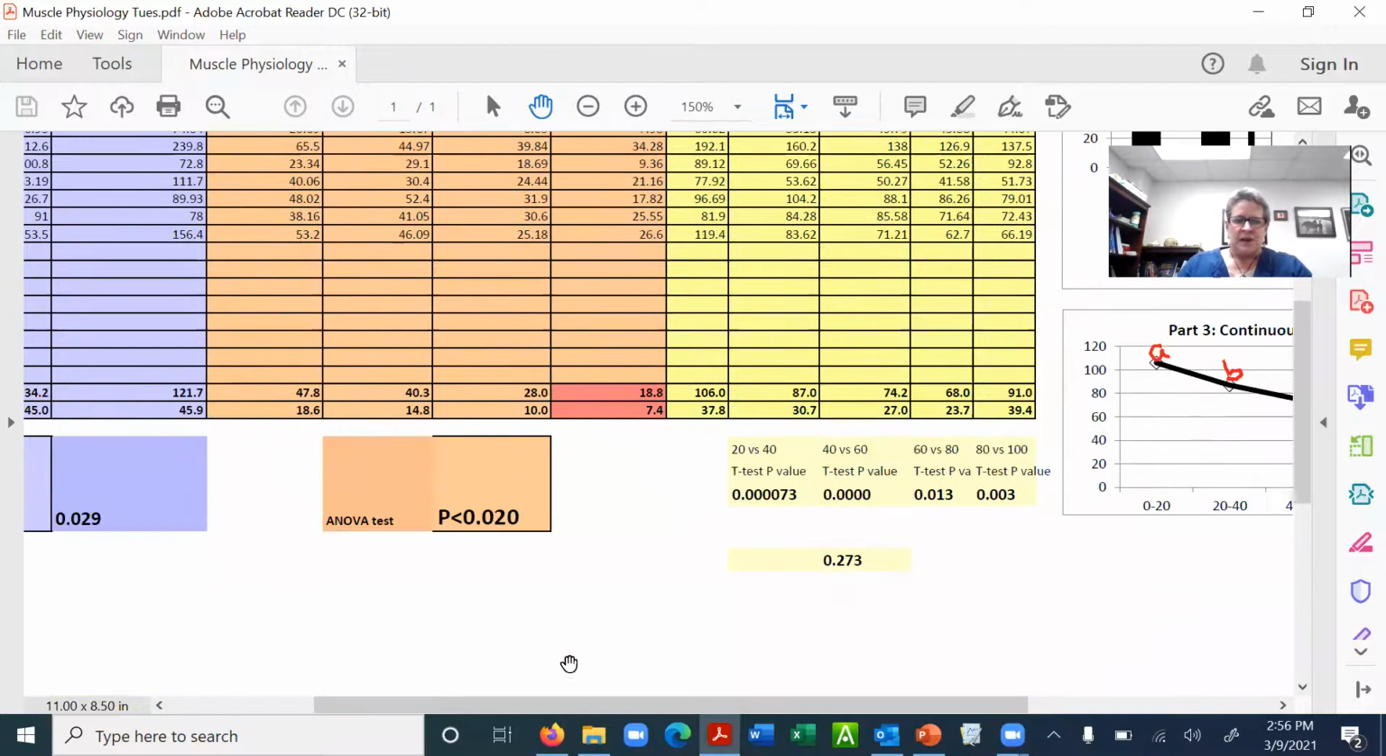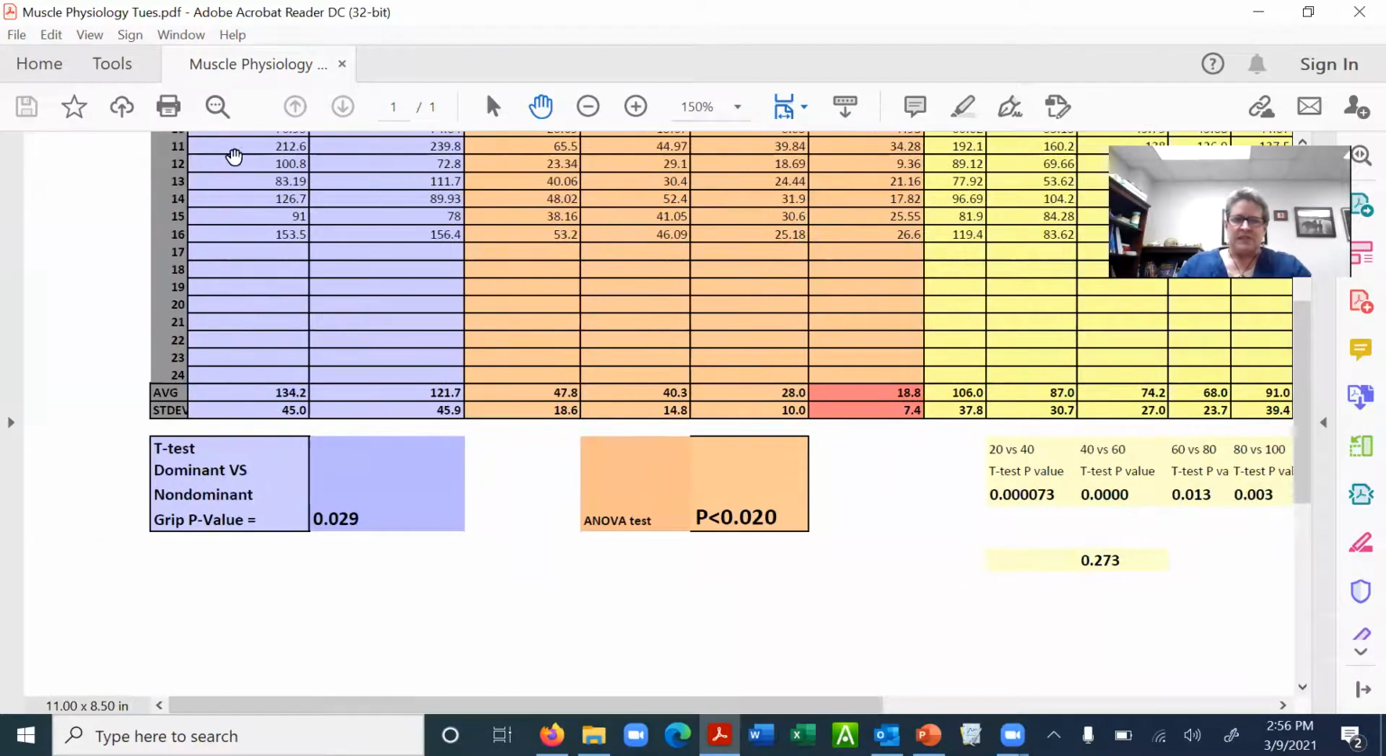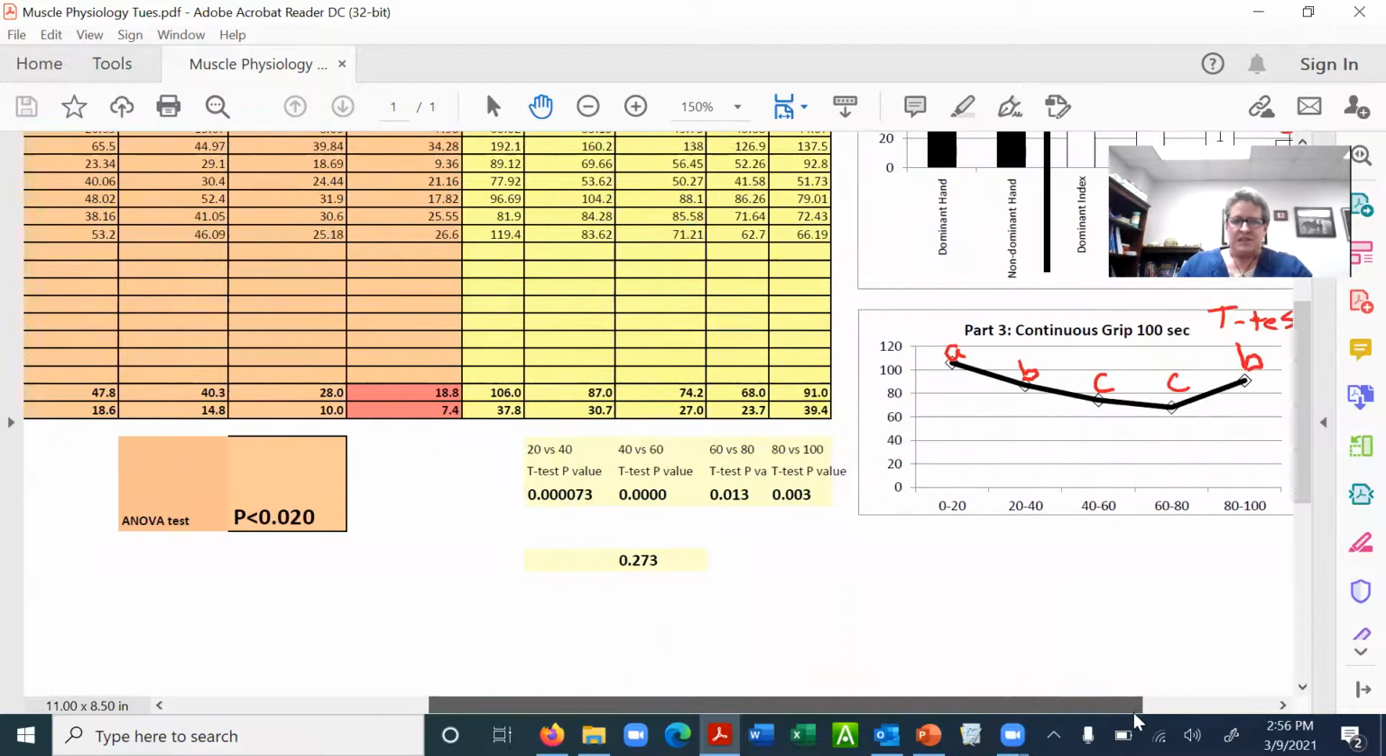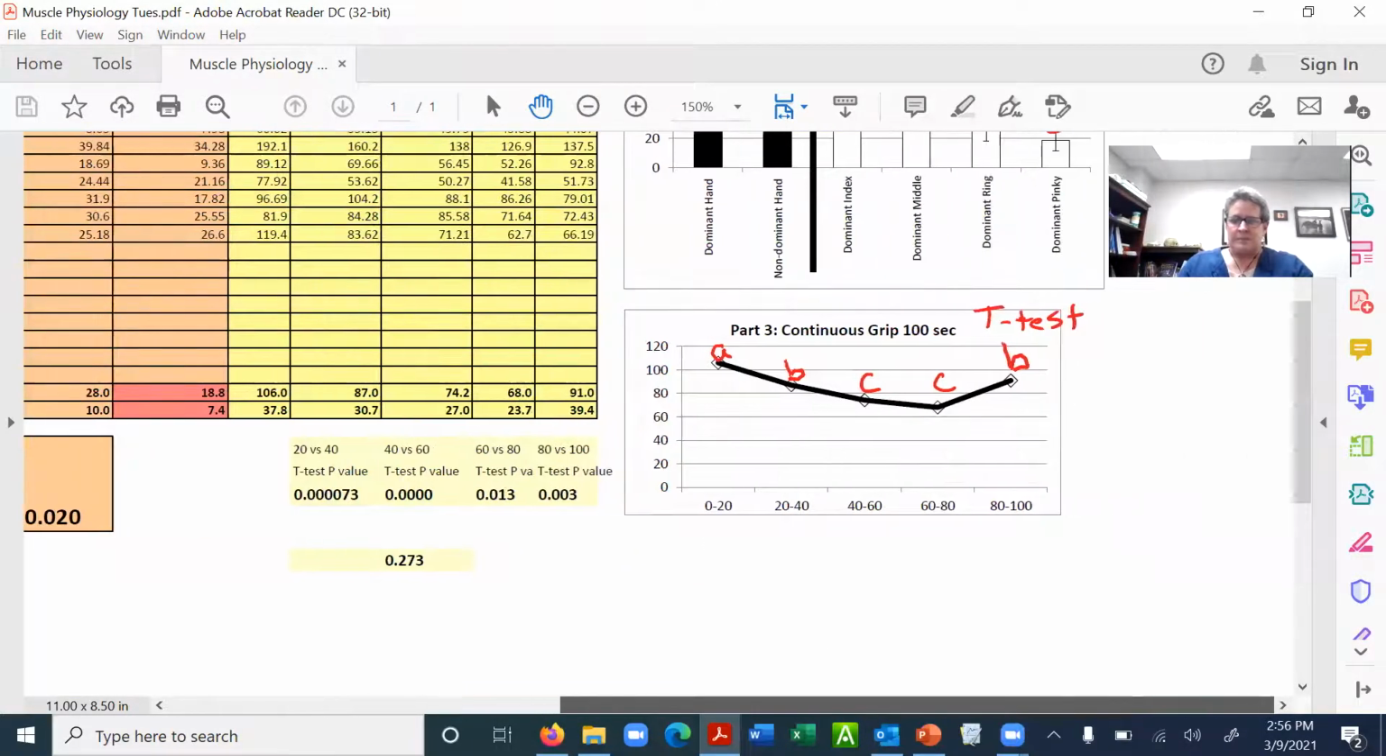All right, so I ran statistical tests on it. I t-tested the dominant versus non-dominant hand, and it was significant. I also did another statistical test called an ANOVA test on the pinch data, and then I did a pairwise t-test comparing each column, left and right. I've got a t-test here, and then here and here, a t-test here. So here's what the data says.